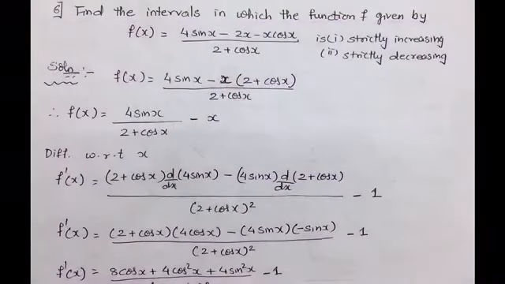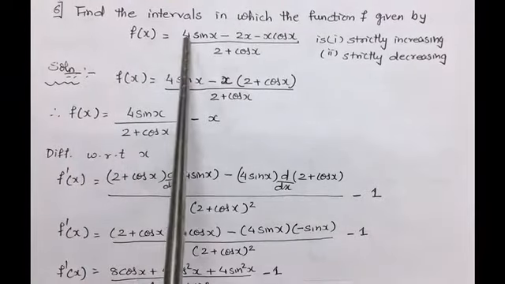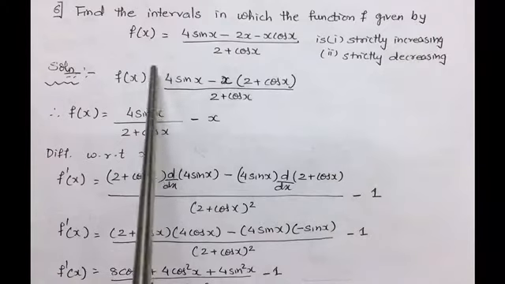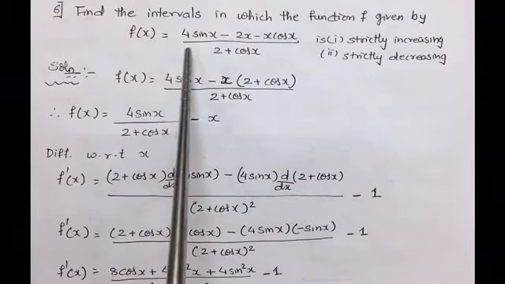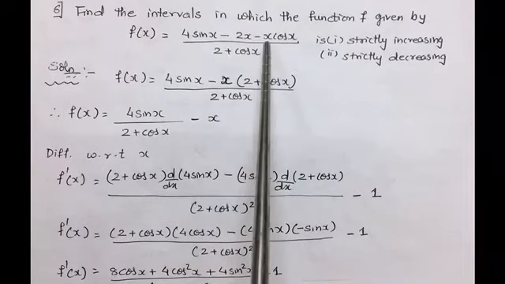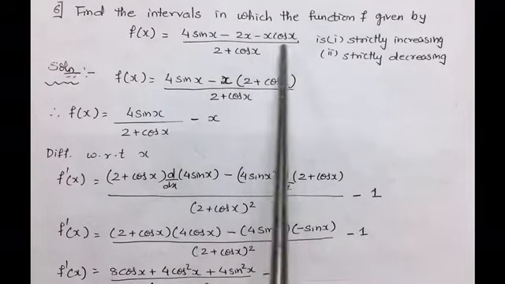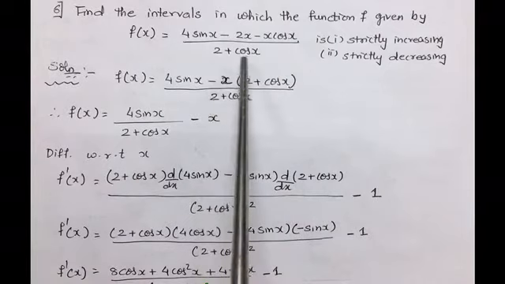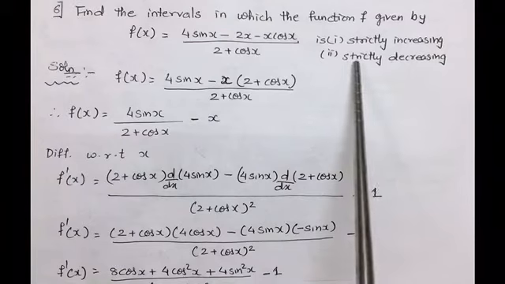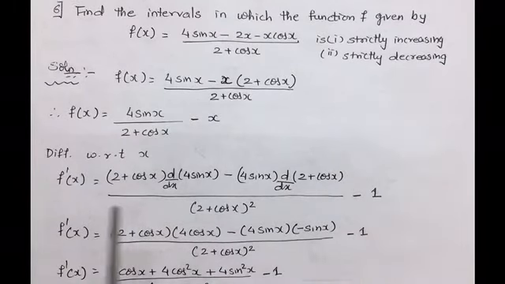Chapter 6 Miscellaneous Exercise Question number 6. The question is, find the intervals in which the function f given by f(x) = (4 sin x - 2x - x cos x) / (2 + cos x) is strictly increasing and strictly decreasing.